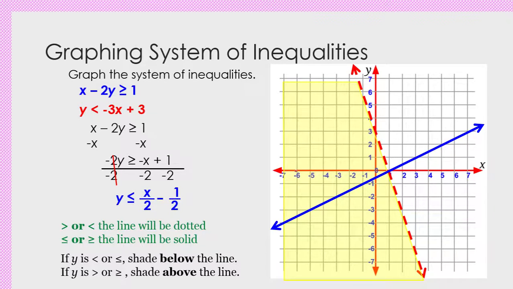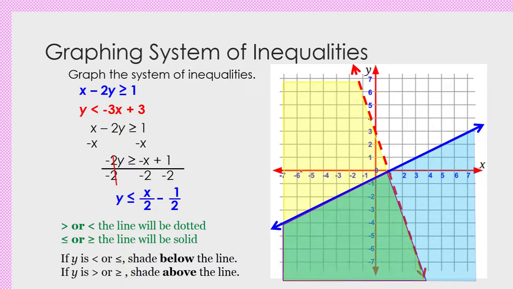Now we need to determine, are we shading above or below? If you notice, it is a less than or equal to symbol. That means we are going to shade below the line, and the green region is where the two intersect. And that should be your solutions.